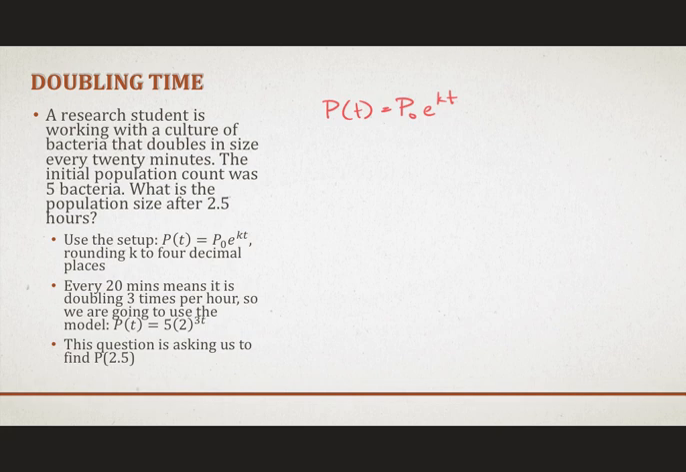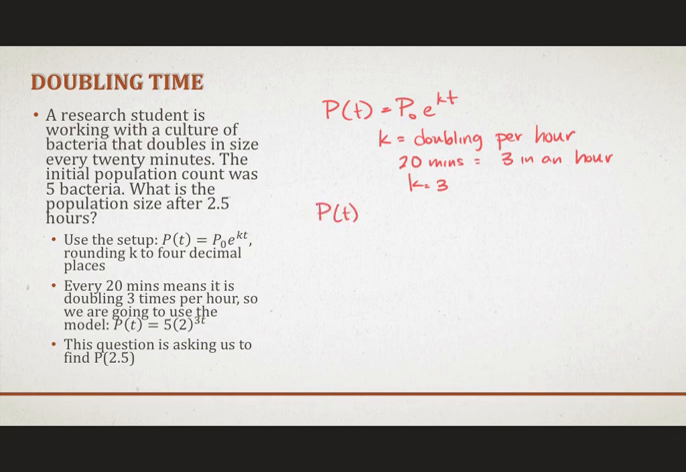If this population doubles every 20 minutes, that means it doubles 3 times per hour. Okay, that means k is defined as doubling per hour. So 20 minutes happens 3 times in an hour, which means that k is 3.